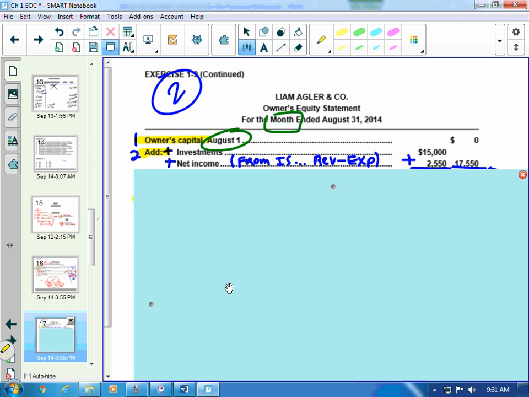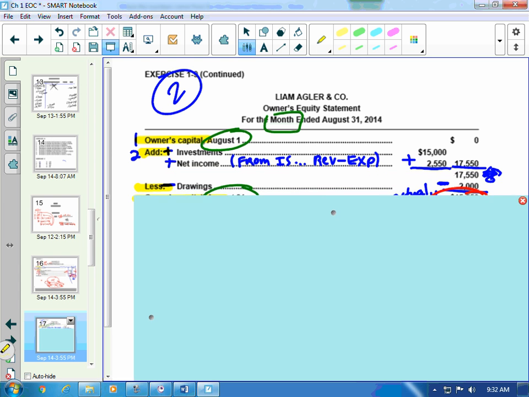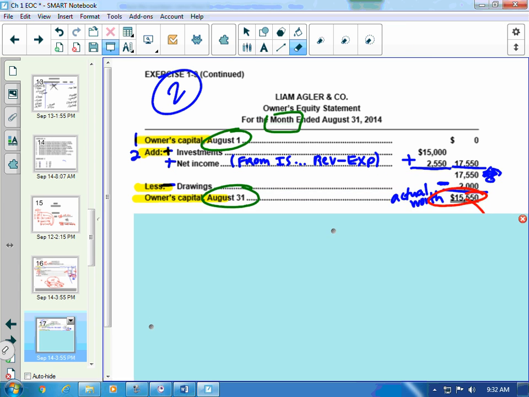Were there some hits, though, against this amount? What did the owner take out of the business? Look at your little drawings. So less drawings. Now it's getting a little bit messy here. Let me clean this up.